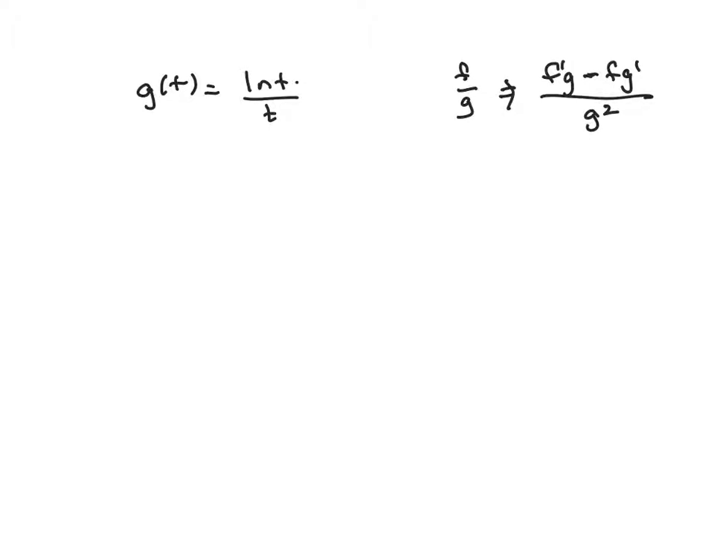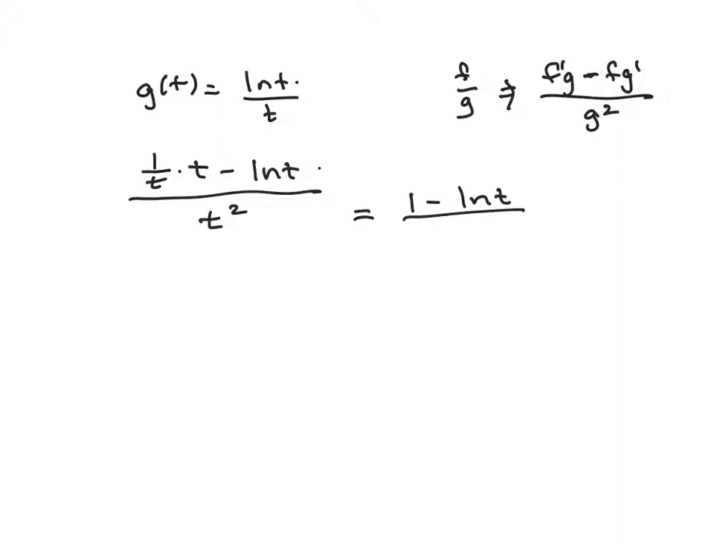So the top is f prime. The derivative of the natural log of t is 1 over t. And then g is the bottom, times t, minus f, the natural log of t, times the derivative of t, which would be 1, over t squared. So t times 1 over t is just 1 minus the natural log of t over t squared. And that one I know is simplified correctly.